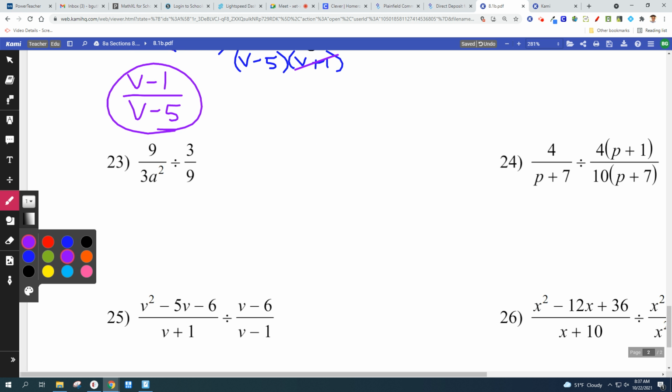Number 23. We are dividing, so make sure you change it to times the reciprocal. Division, times the reciprocal. Do not do this on multiplication, only on division. And then we need to start canceling stuff out. Okay. So 3 goes into 9 3 times. Now you can say, well, these 2 3s will cancel out. Nothing else cancels out. I've got a 9 on the top, a squared on the bottom.